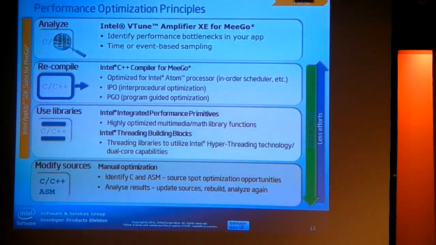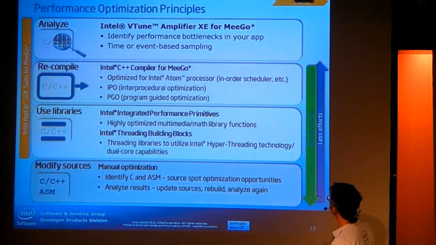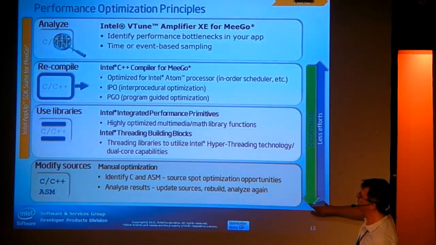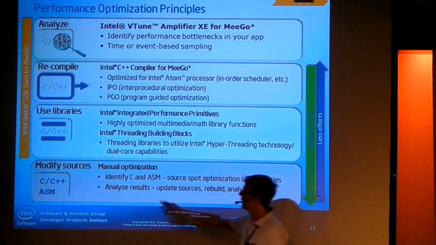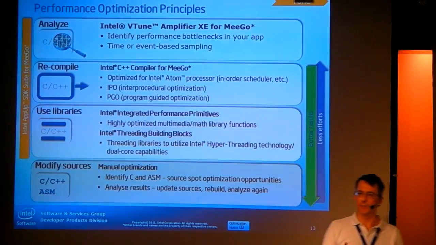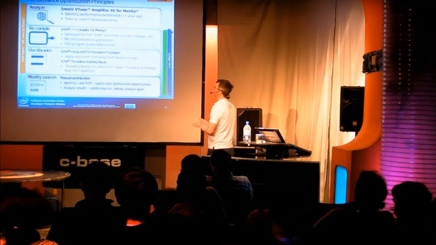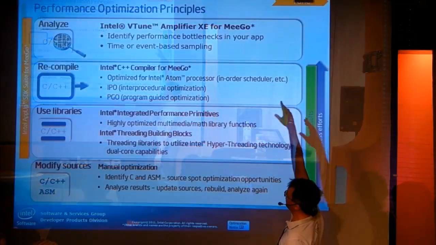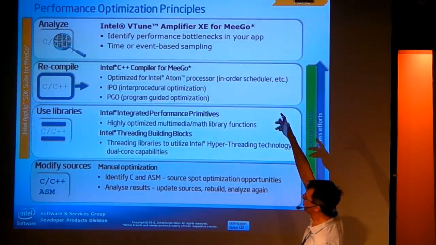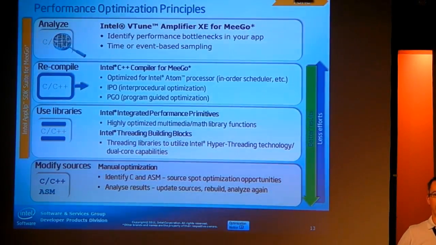Here are the packages again, with better results downwards. Obviously, the best performance you can get is if you go into your source code and manually tweak it and put some assembly in there. At the top, the easier thing is to analyze your code, recompile it with a better compiler, and use highly optimized libraries.